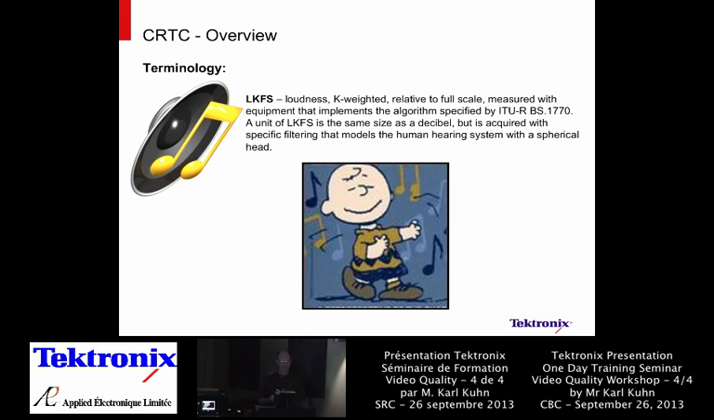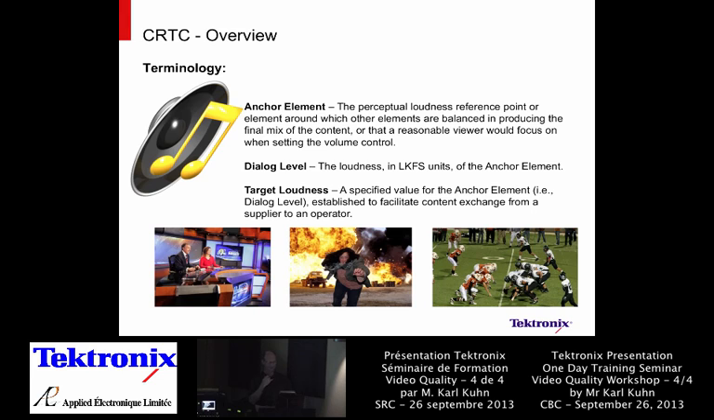There's Charlie Brown. He has a round head, but that's really the modeling for the loudness models for the human skull, considering a spherical head because that's the most common way to go, since everybody has a different shaped head. But the K-weighted filter relative to full scale. So what we're doing is we're measuring with 1770. The decibels are the same size. So you go from dBFS to LKFS. A dB is a dB. But it's the filtering that makes the difference for the human sensitivity. Anchor element, dialogue level, and target levels.